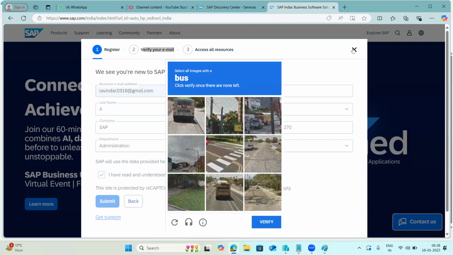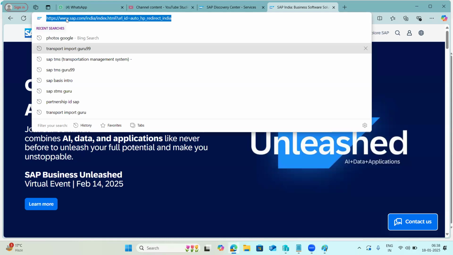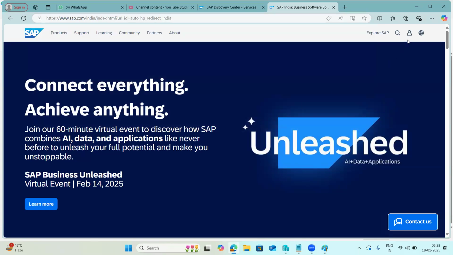But I already have an account, so my account will not work here. Once you have done this, you will get a password reset email at the mail ID you provided. Once you get it, you can reset the password, and then automatically it will open the BTP cockpit. The BTP cockpit global account URL will be opened here, so you will get the BTP cockpit URL.